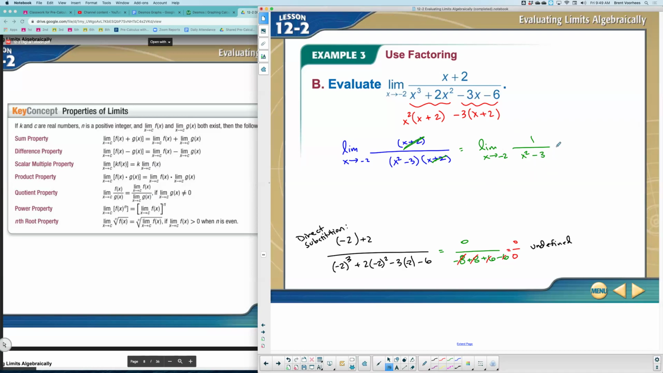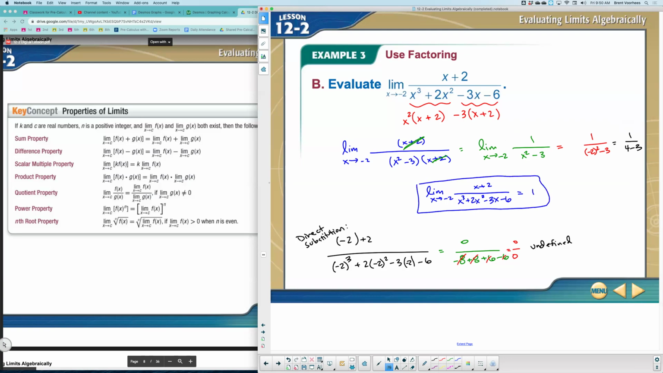So at this stage, I will say that's 1 over, with direct substitution here, negative 2 squared minus 3. And that to me looks like negative 2 times negative 2 is 4. 4 minus 3 is going to be 1. The answer is going to be 1. So the limit as x approaches negative 2 of all of this that we had earlier, x cubed plus 2x squared minus 3x minus 6, is going to equal 1. 1 over 4 minus 3 is 1.